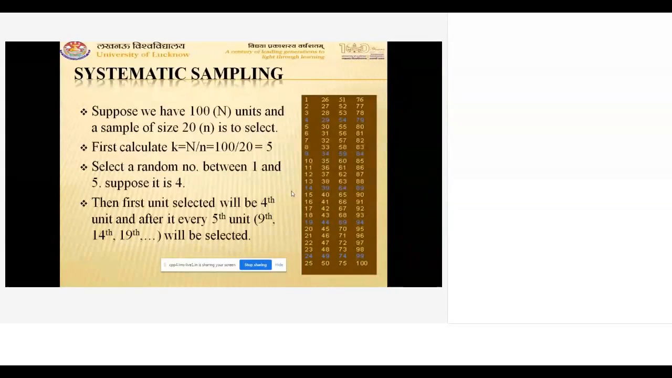Here is an example. We have a population of 100 units and want to select a sample of size 20. Then we arrange the population into 100 upon 20, that is 5 groups. Then select a random number between 1 and 5. Suppose it comes out to be 4. Then every fifth unit is selected, that is 4, 4 plus 5 is 9, 9 plus 5 is 14, 14 plus 5 is 19, and so on. Such units are selected until 20 units are selected.